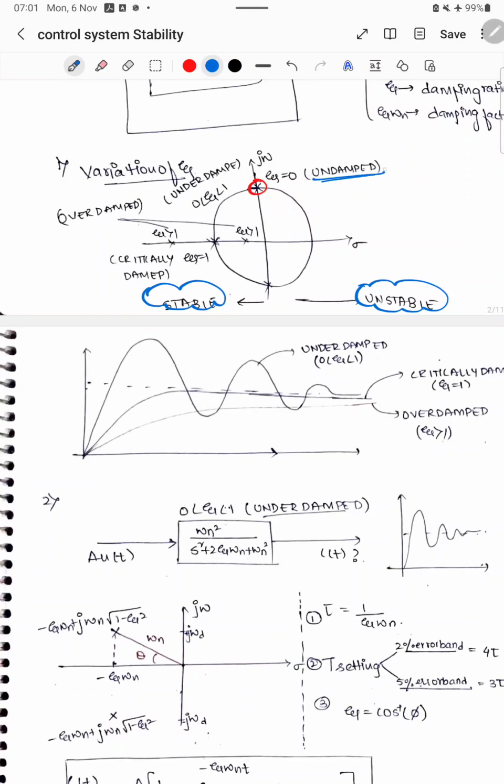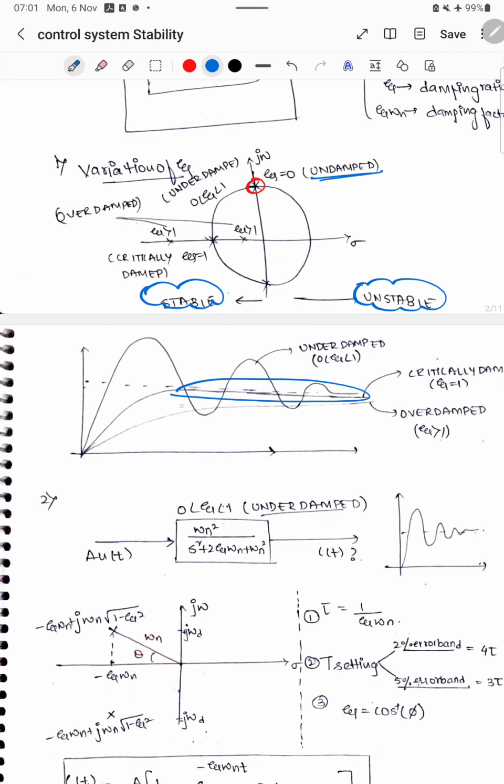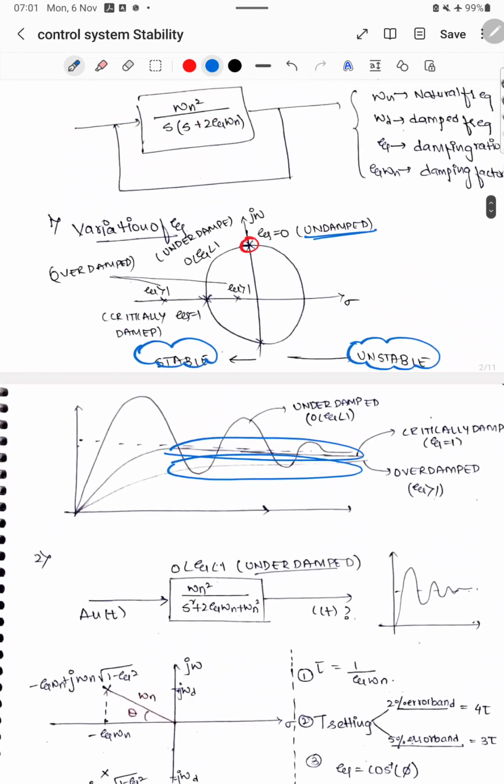Undamped means no damping, meaning a proper sinusoidal kind of response. But for critically damped, overdamped and underdamped: for underdamped, it would be a decreasing sinusoidal. Critically damped and overdamped have similar responses, but the critically damped is much faster. It reaches the steady state value much faster, and overdamped is very much sluggish.